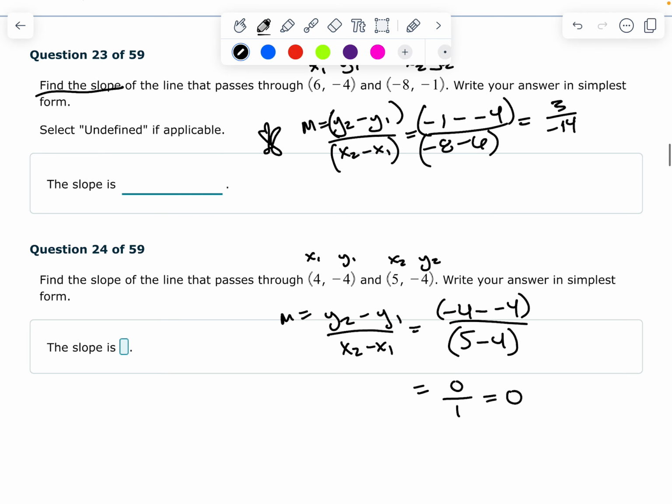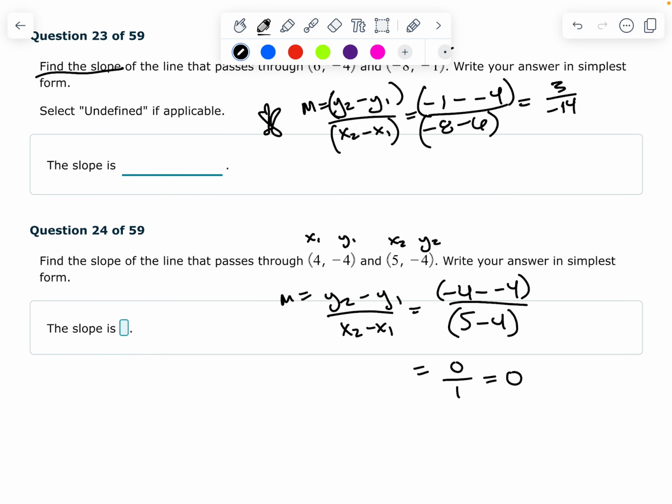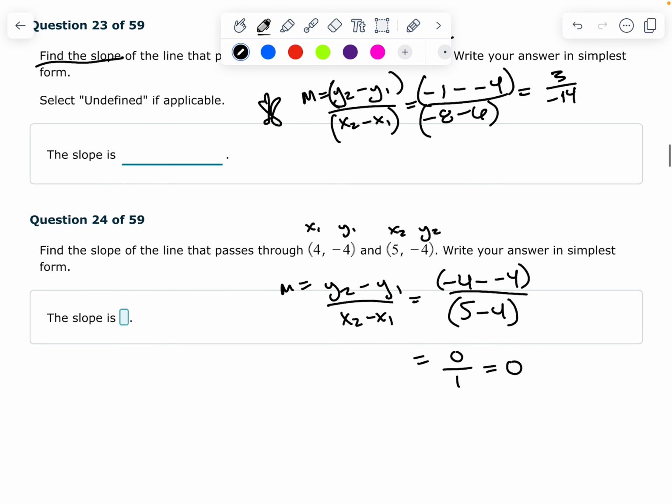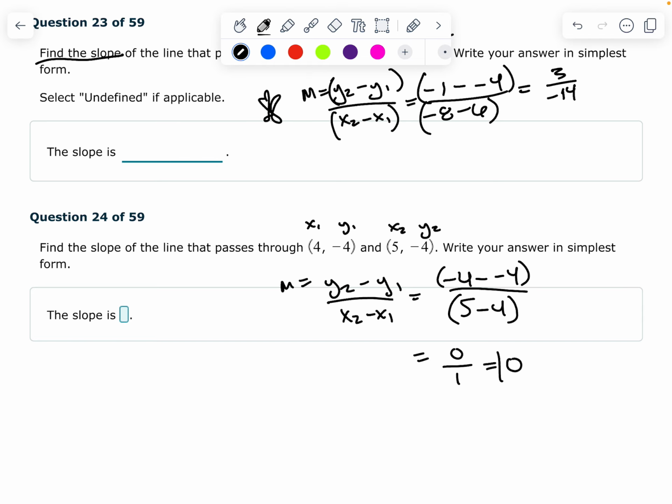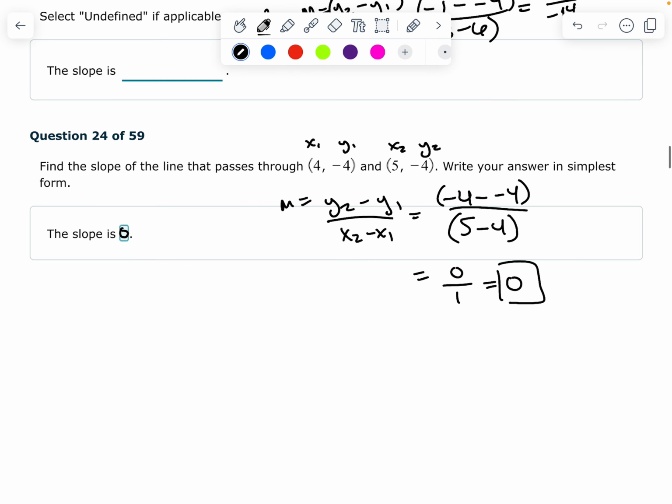This is what I got. I solved and got negative 4 minus negative 4 over 5 minus 4. If you type the whole thing in your calculator, you'll just get 0 out as the answer, and that's fine. The slope is 0.